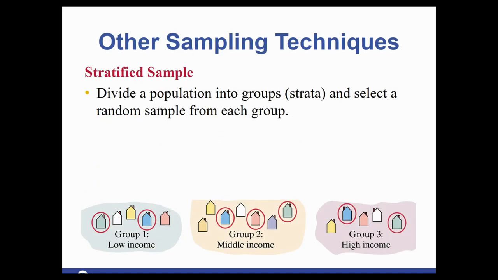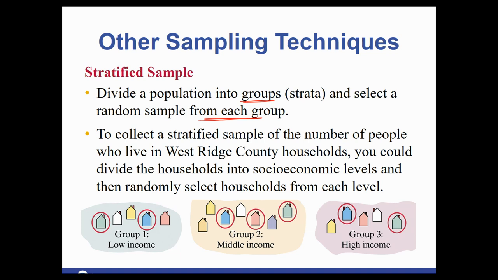So other sampling techniques. These are some vocab terms to definitely know because we'll mix them all up and ask you multiple choice with these. Stratified sample: divide a population into groups or strata and select a random sample from each group. So divide into groups and then select a sample from each group. Stratified. So the image is you're dividing by income and then you are picking a couple from each one of those groups.